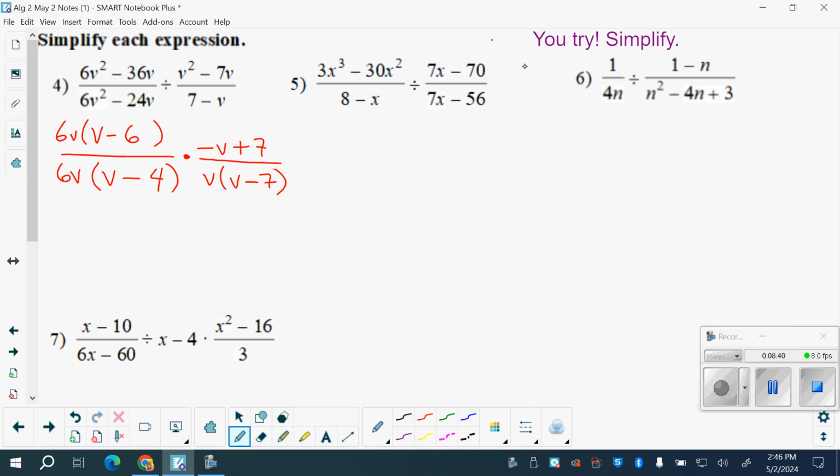Yes, we can factor out a negative 1. So this would be negative 1 times positive v and then minus 7. Does that make sense? So this negative v becomes positive, and then the positive becomes negative. Why did I do that?